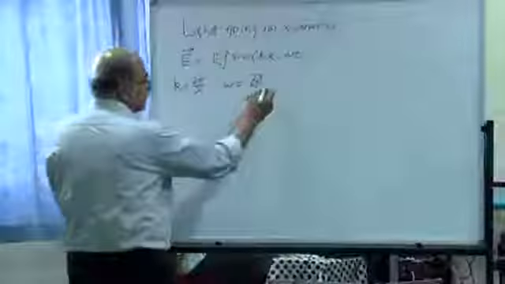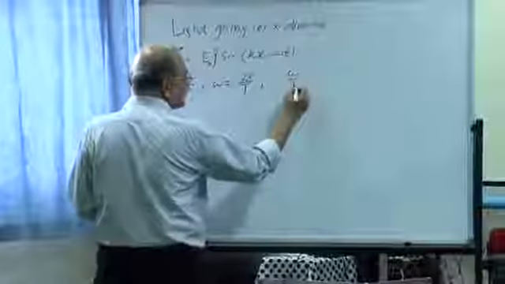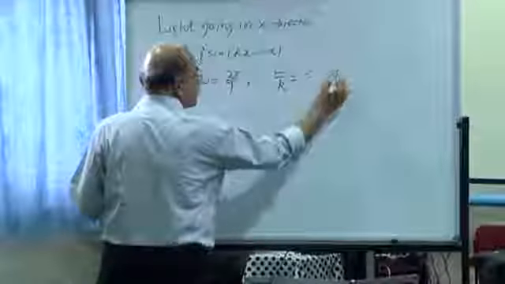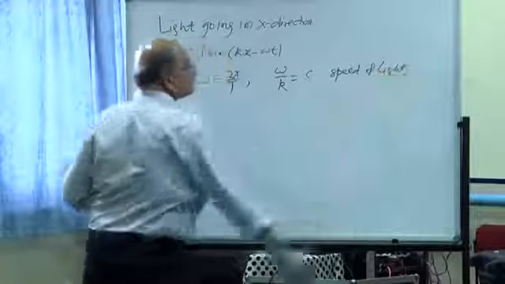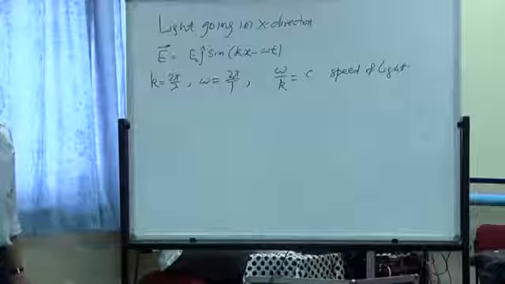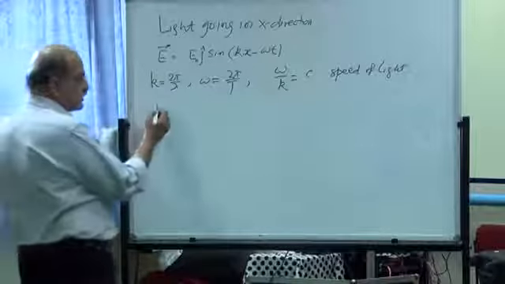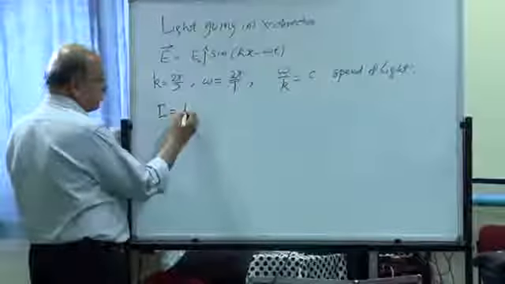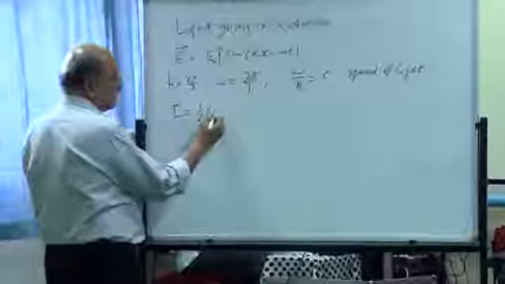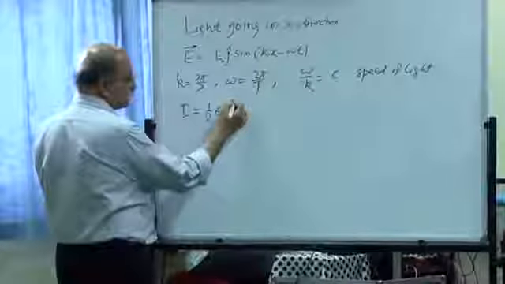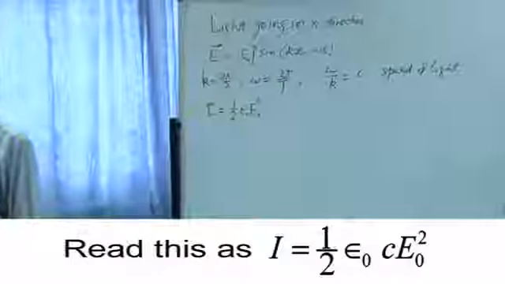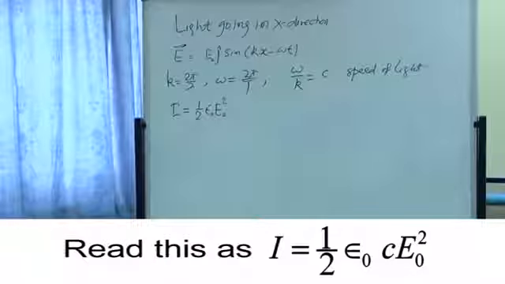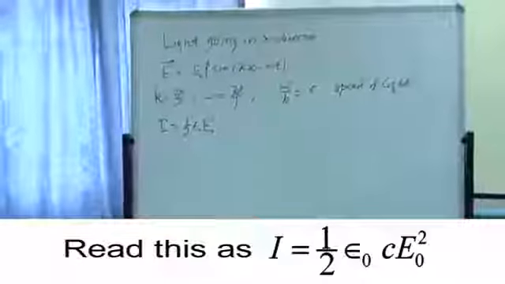Okay. Third thing is speed. This omega by k turns out to be the speed of light. Okay. Then the intensity of light is half epsilon naught E naught square c. Epsilon naught, you know, as in 4 pi epsilon naught, that same number epsilon naught. E naught is this amplitude, this E naught here.